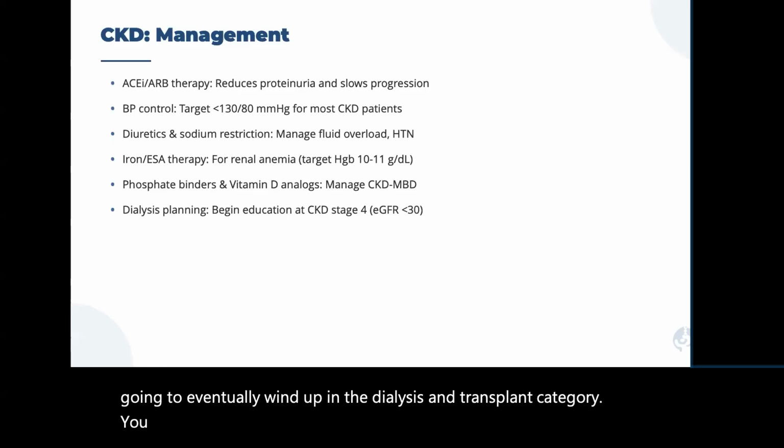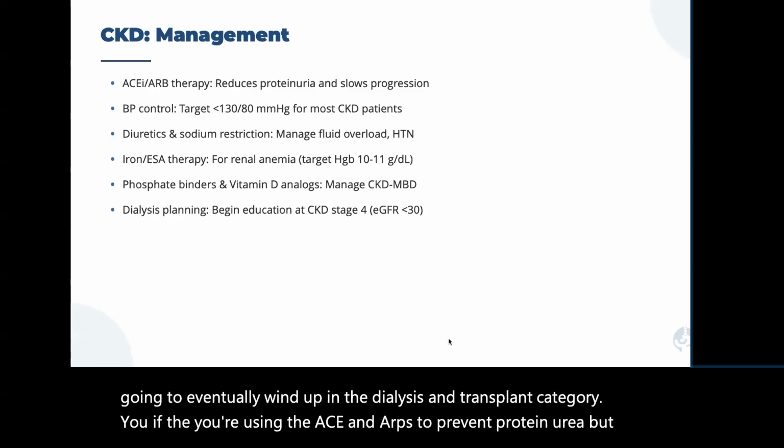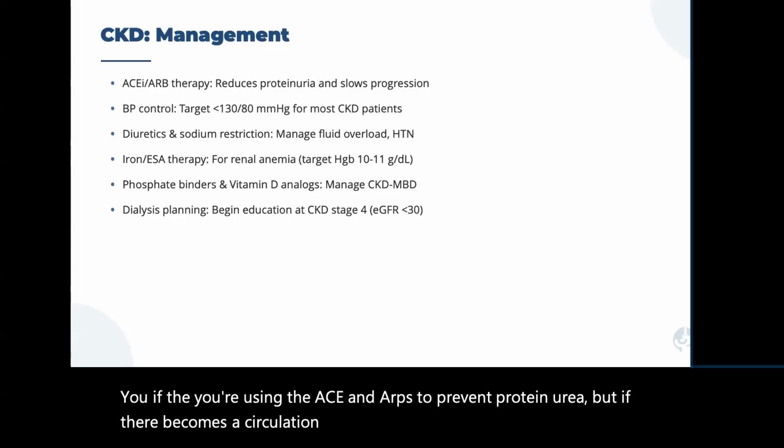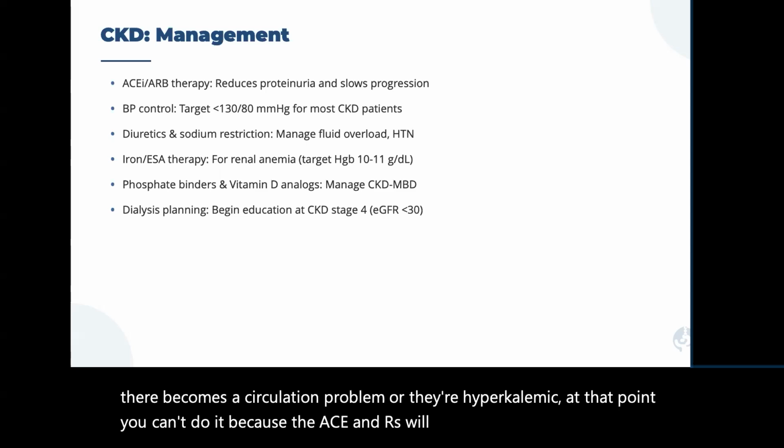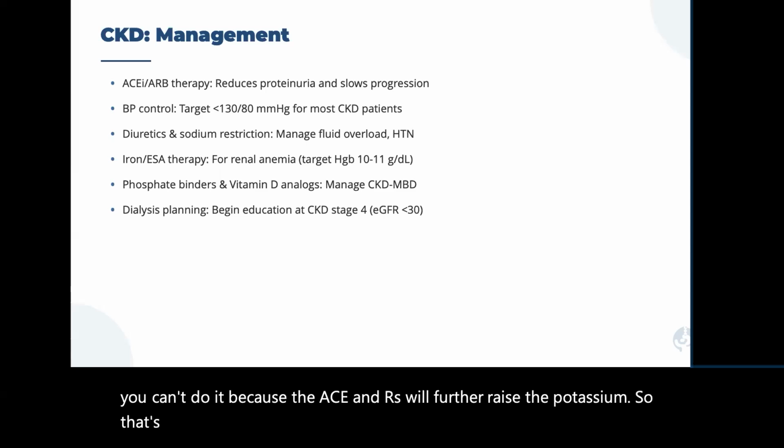You're using the ACE and ARBs to prevent proteinuria, but if there becomes a circulation problem or they're hyperkalemic, at that point you can't do it because the ACE and ARBs will further raise the potassium. So that's why ACE inhibitors, unless contraindicated, and that would be with the severe hyperkalemia.